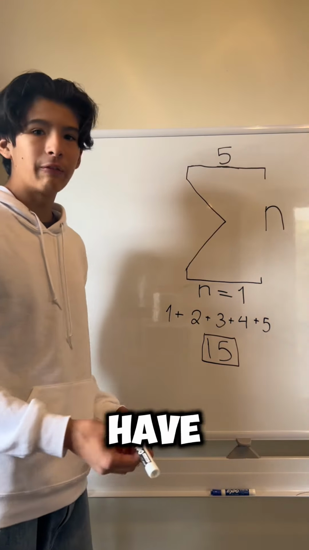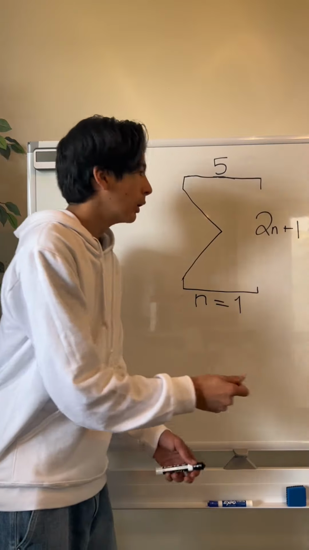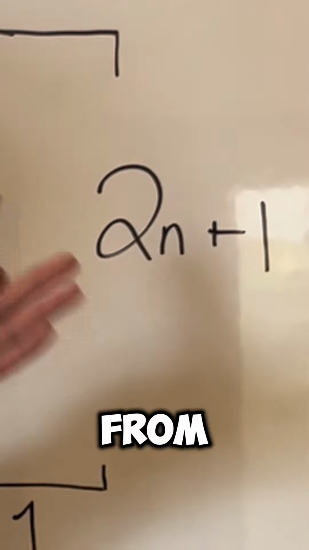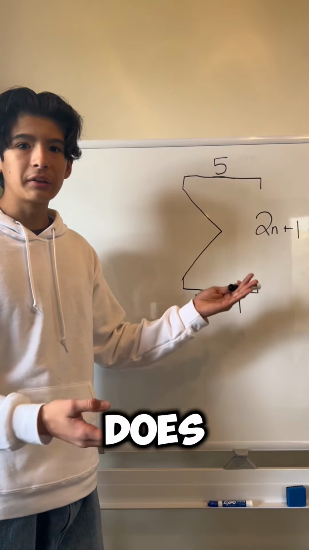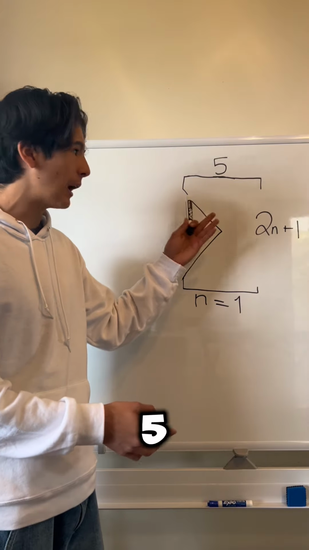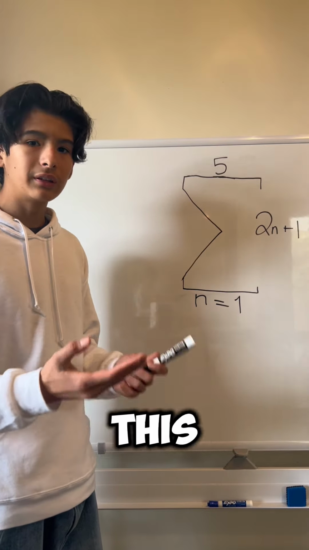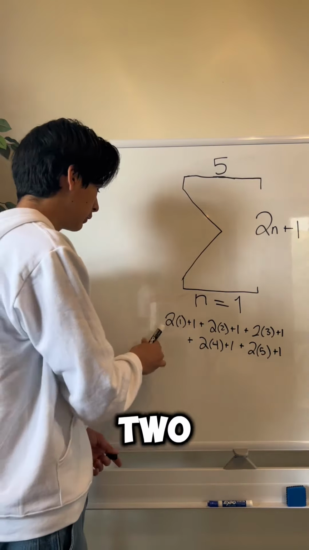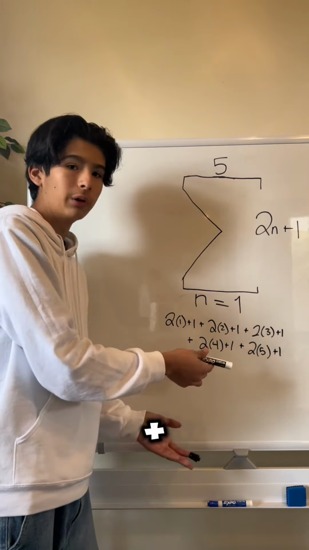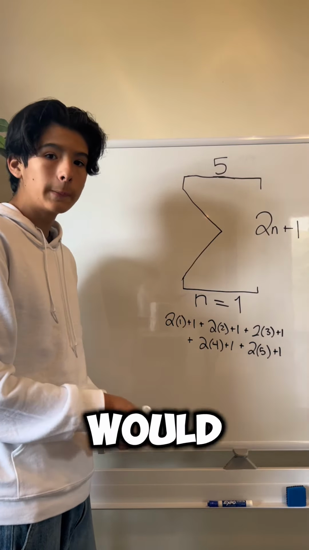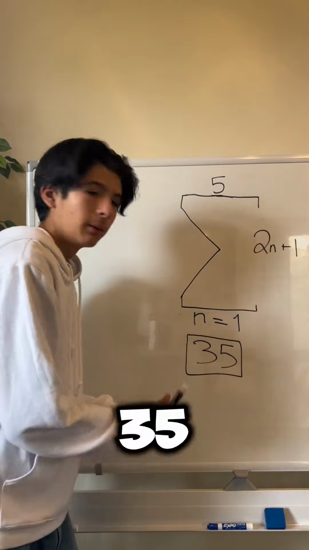But what happens when we have a different summation, like this? Now, what did we notice about this? Well, this definitely changed. It went from n to 2n plus 1. So what does this mean? Well, we'll be inserting every single integer from 1 to 5 for n. So that means this equation will turn into this: 2 times 1 plus 1, 2 times 2 plus 1, and so on, all the way to 5. Which means that this equation would be equal to 35.